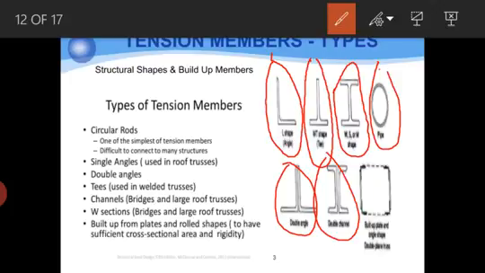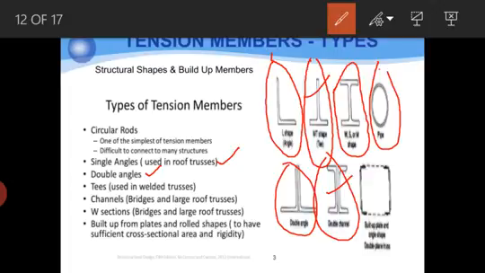And sometimes built up sections. Here I mentioned a single angle used for roof trusses. Double angles are also used. T sections, this one is a T section, are used in welded trusses. Channels, these are the channels, are used in bridges and large roof trusses. And W sections in bridges and large roof trusses, built up of plates and rolled shapes to have a sufficient cross-sectional area and rigidity.